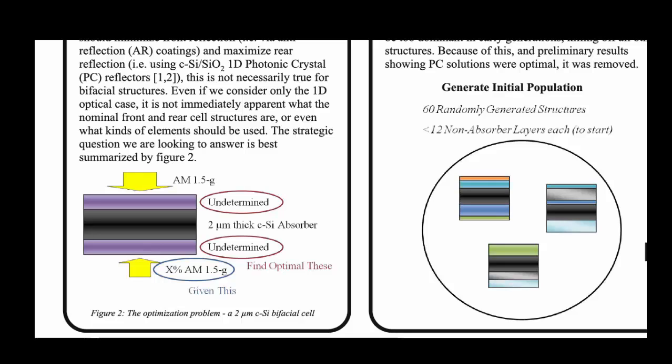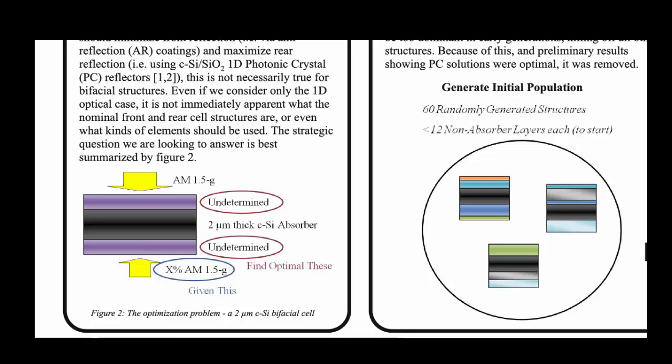When you just treat front illumination, you can optimize by scanning through different parameters. The optimal case is usually having a Bragg stack on the back of very high index contrast layers, and then a very good anti-reflection coating on the front.